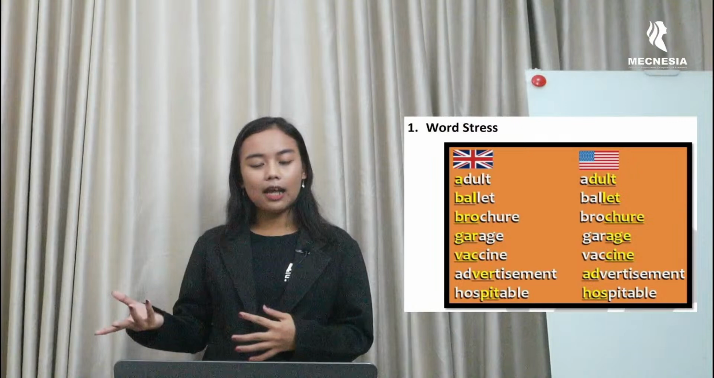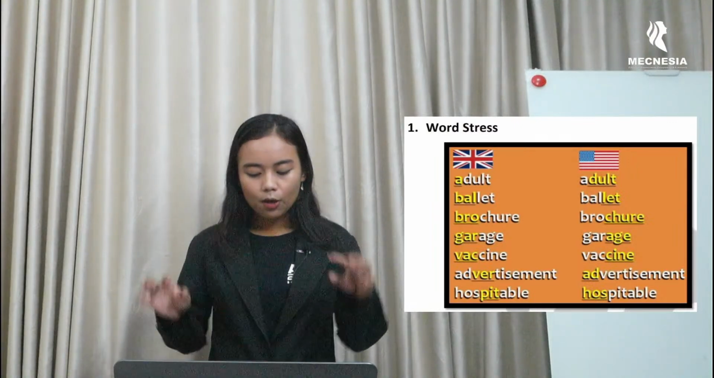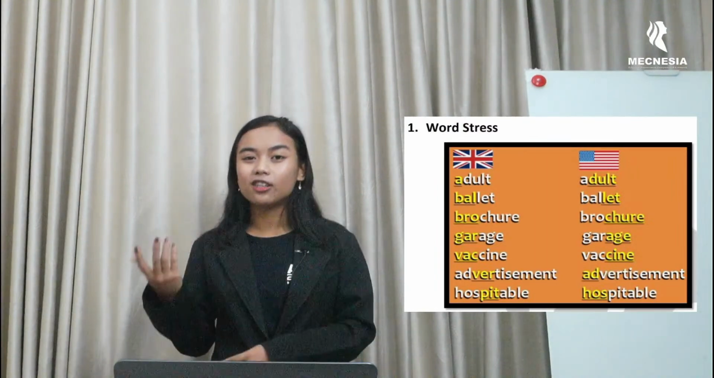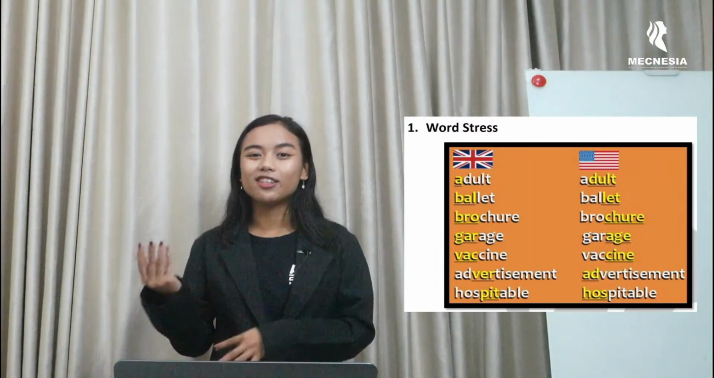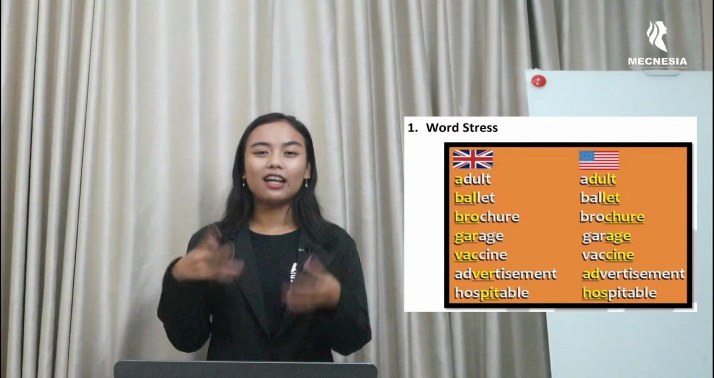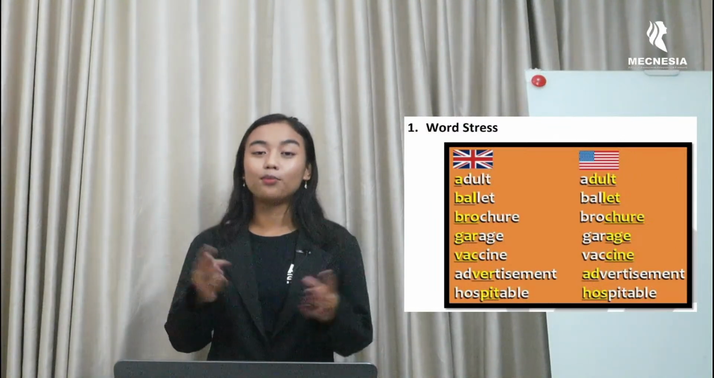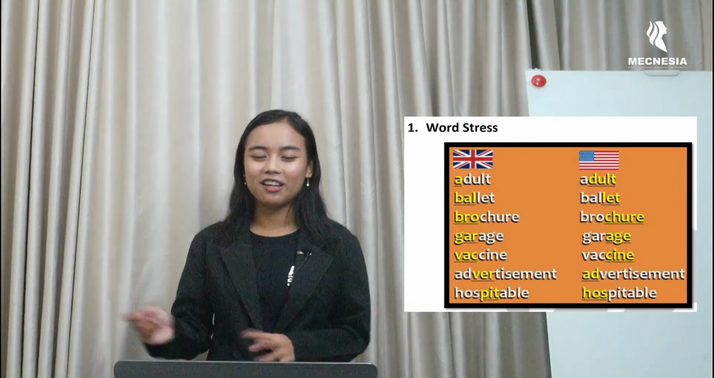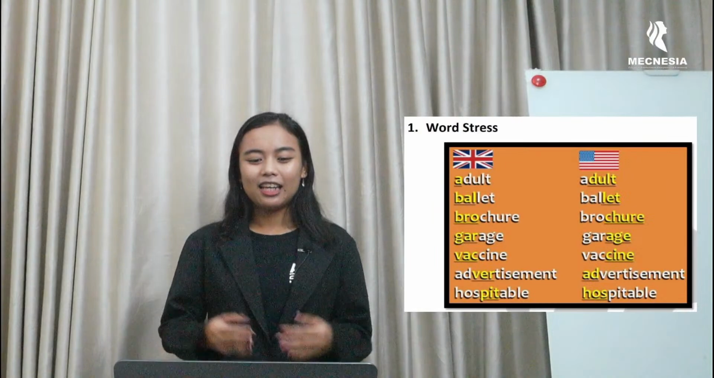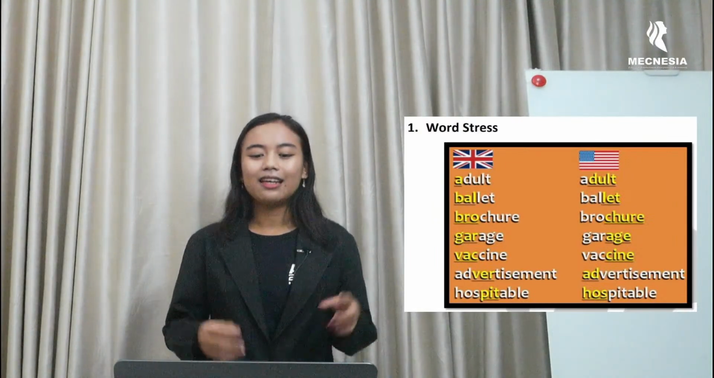And in American accent, sedangkan di aksen Amerika, we say it brochure. The stress is in the second syllable. Penekanannya ada di suku kata kedua. Brochure. Di sure-nya. Brochure means brosur. The next, we have garage.